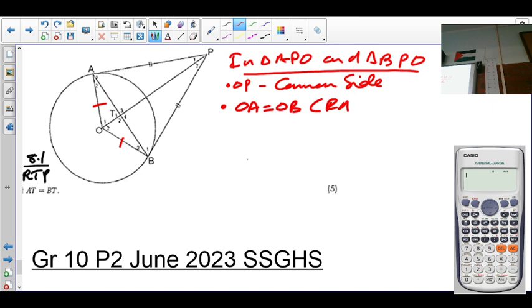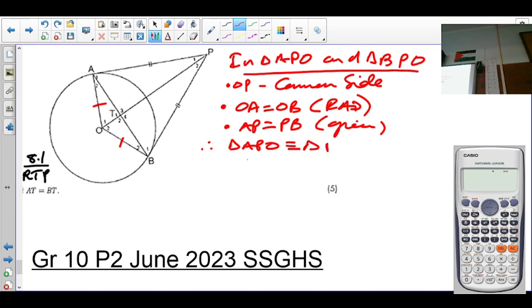Why? Radius. And then AP is equal to PB, given. So therefore, triangle APO is congruent to triangle BPO. Why? Side, side, side. All the corresponding angles are now equal, which means O1 is equal to O2 and P1 is equal to P2. The whole angle is equal to the whole angle. That's basically what it means.